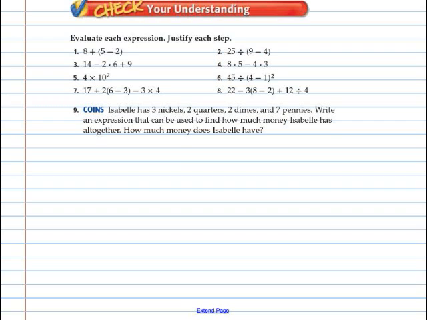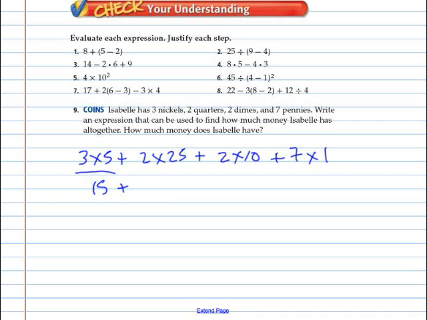On number 9, Isabel has 3 nickels, 2 quarters, 2 dimes, 7 pennies. Write an expression to be used to find how much money Isabel has and then figure out how much she has. Well, nickels are 5 cents, so 3 times 5. Add that to quarters. Quarters are 25 cents. 2 dimes, which are 10 cents, obviously. And 7 pennies. We could do 7 times 1, or we could just leave it as 7. We'll do the 7 times 1.